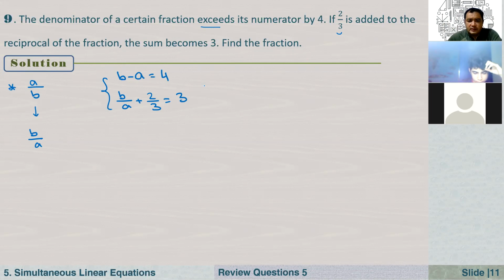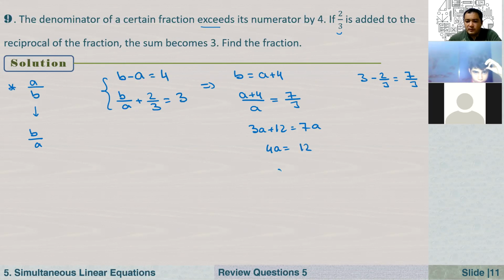How can I solve this? Here, the first one means b is equal to a plus 4. And let me just substitute a plus 4 instead of b: a plus 4 over a equals, take 2 over 3 to the right hand side. What is 3 minus 2 over 3? That's equal to 7 over 3, right? 9 minus 2. So here we have 7 over 3. Cross multiply, 3a plus 12 equals 7a. So 4a equals 12. What is a? a equals 3. If a equals 3, b must be 7. The fraction is 7 over 3.